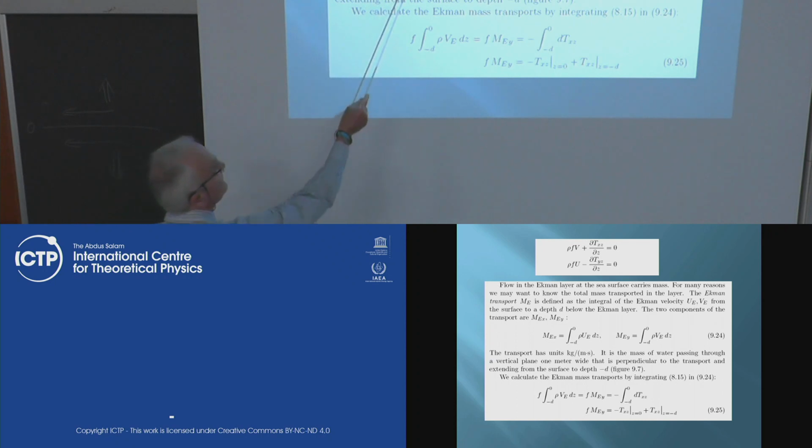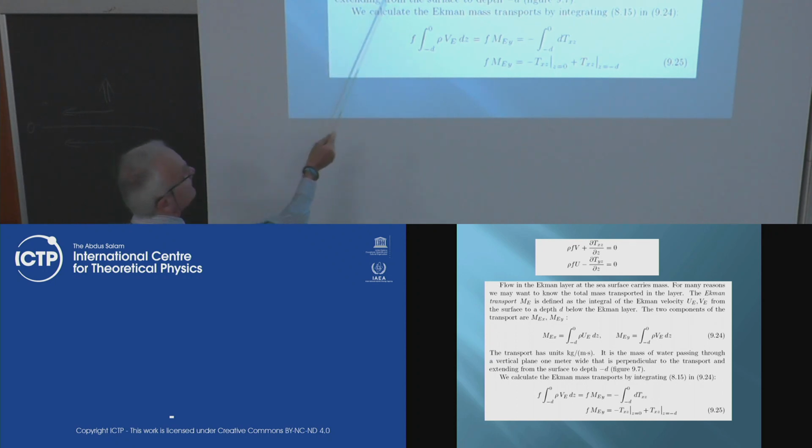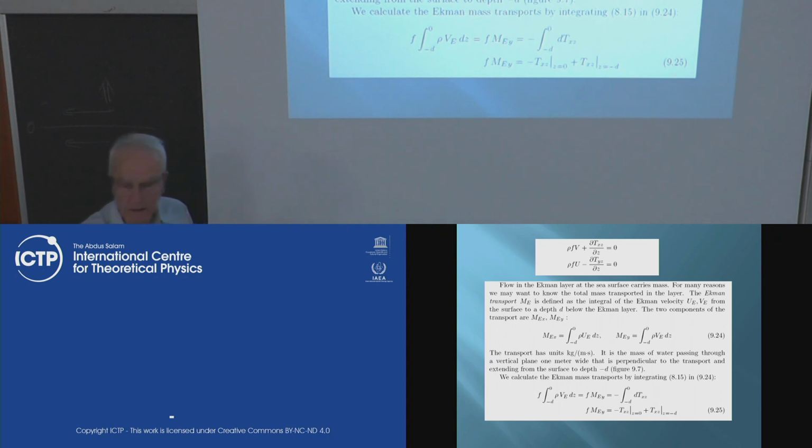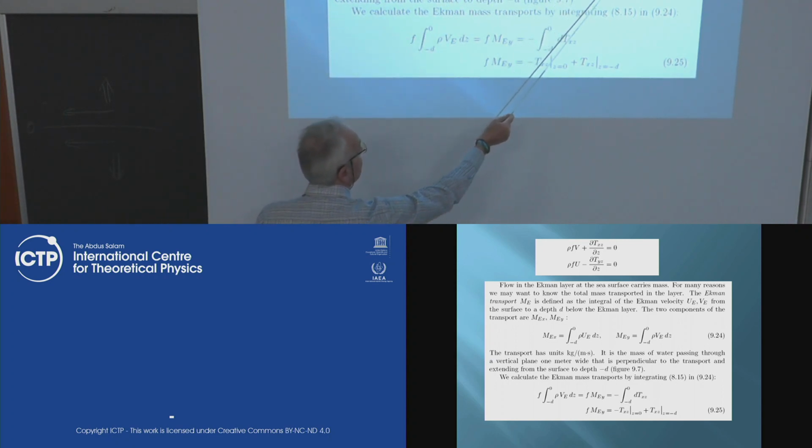Okay, so these are again the equations. Flow in the Ekman layer of the sea surface carries mass, obviously. For many reasons, we may want to know the total mass transported in the layer. And now we will calculate the mass transport due to the Ekman layer, due to the wind influence. The Ekman transport is defined as the integral of the Ekman velocity UE and VE from the surface to a depth d below the Ekman layer.